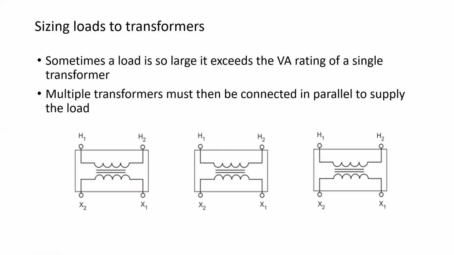Sometimes a load is so large, it exceeds the VA rating of a single transformer. And in that situation, what we have to do is connect multiple transformers together in parallel to supply the load. A lot of times this is done where there is a very large load, perhaps on a large building, or even on a grid system when we're talking utility distribution, where we need multiple transformers to supply the general grid.